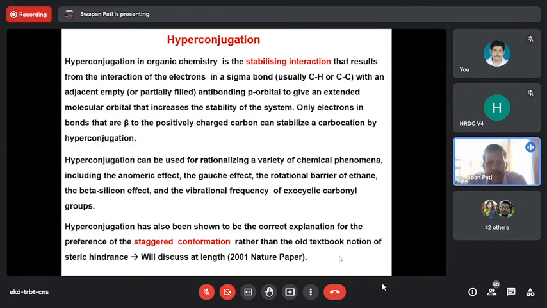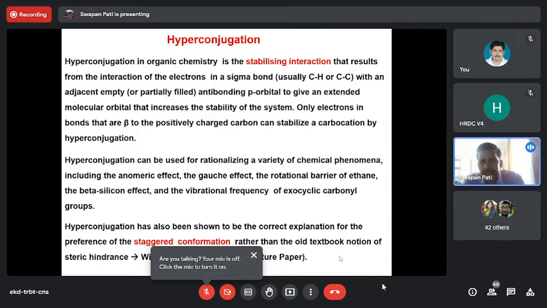Hyperconjugation in organic chemistry is a stabilizing interaction. It results from the interactions of the electrons in a sigma bond, usually C-H or C-C, carbon-carbon or carbon-hydrogen, with an adjacent empty or partially filled antibonding pi orbital, to give an extended molecular orbital that increases the stability of the system. Only electrons in bonds that are beta to the positively charged carbon can stabilize a carbocation by hyperconjugation.